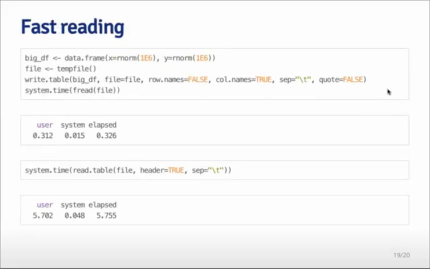It can also be advantageous to use data tables if you want to read things fast from the disk. Here I've created a big data frame, a data frame with two very large variables in it. Then I set up a temporary file with this command right here, and I write our big data frame out to that file. Then I'm going to time how long it takes to read it in using the fread command. The fread command can be applied to read in data tables, and it's basically a drop-in substitute for read.table with tab-separated files.